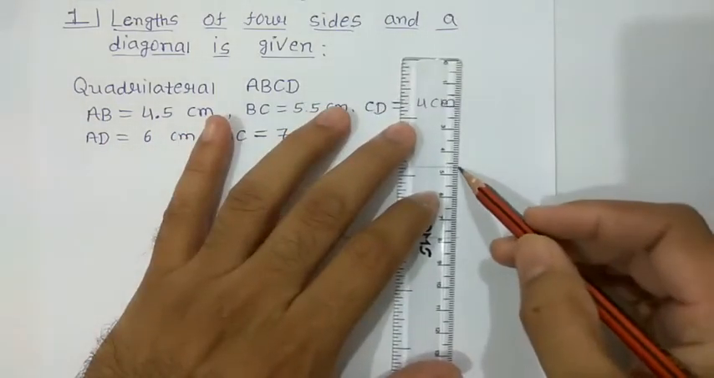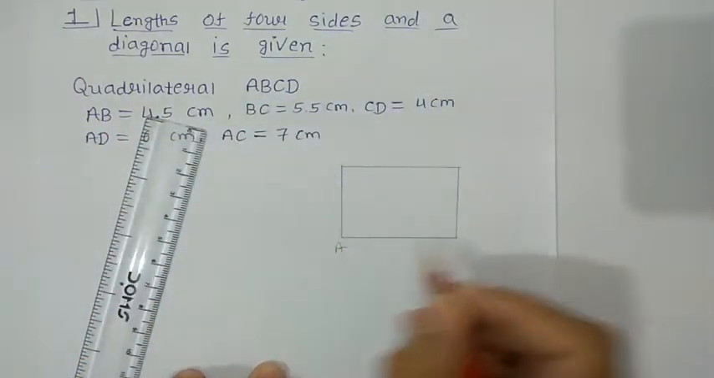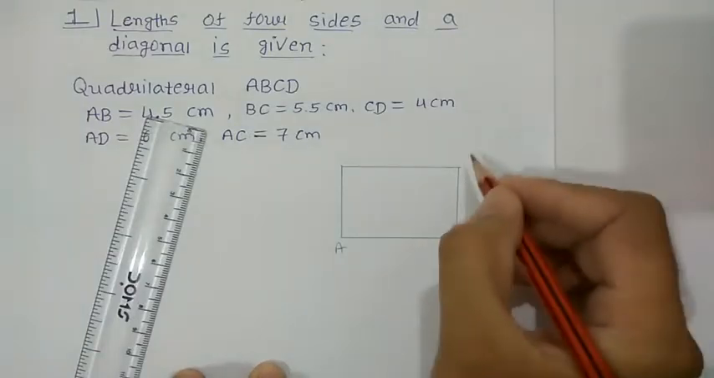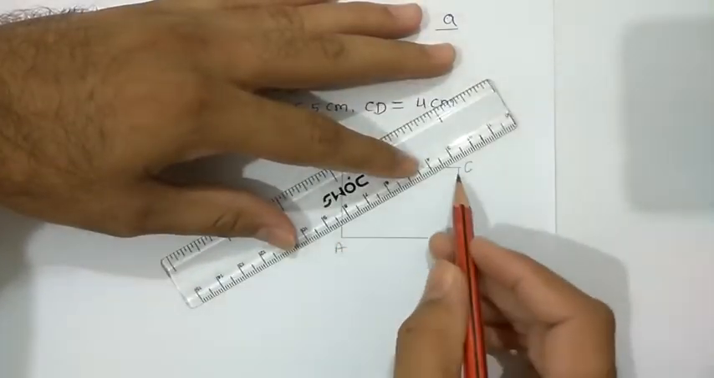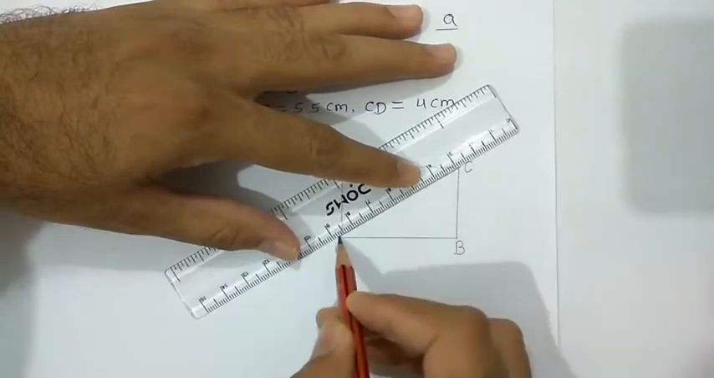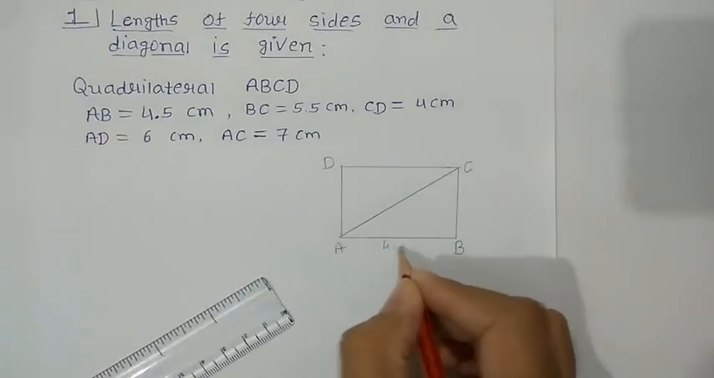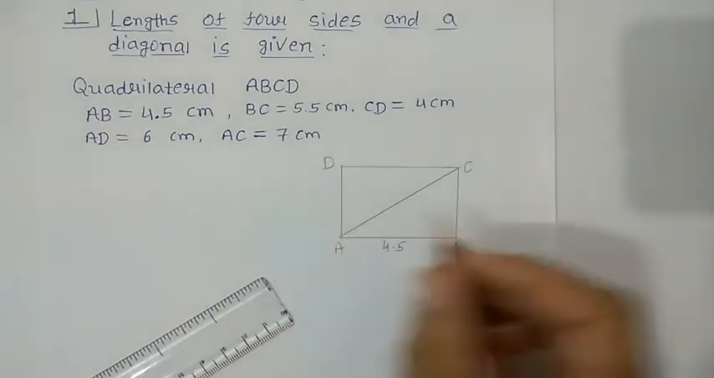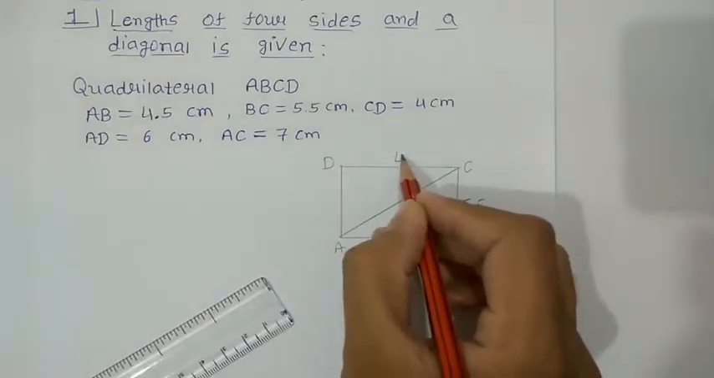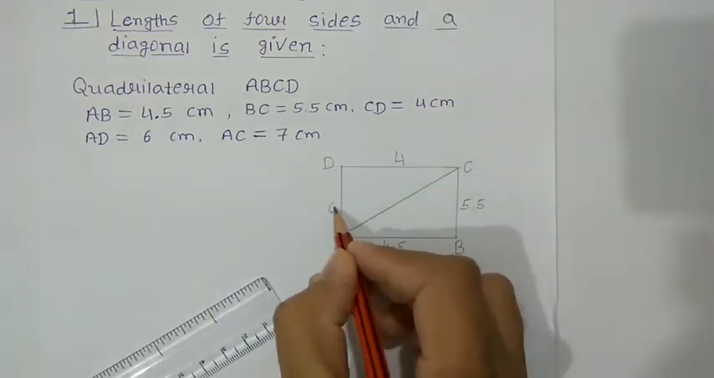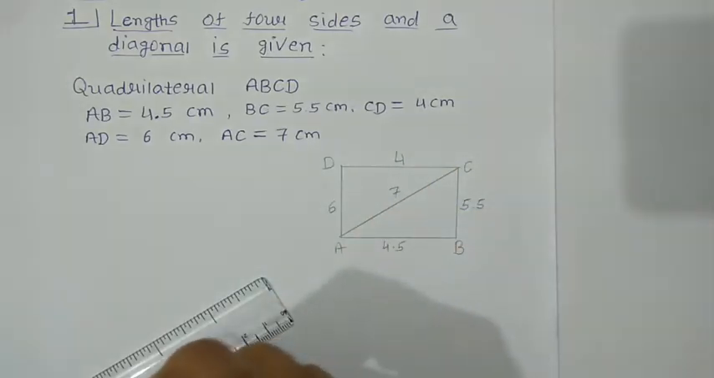Okay, so here is the diagram, give it the names A, B, C and D, and this is the diagonal AC. Okay, now write down all the measurements. Here AB is equal to 4.5 centimeter, BC is equal to 5.5 centimeter, CD is equal to 4 centimeter, AD is equal to 6 centimeter, and diagonal AC is 7 centimeter.